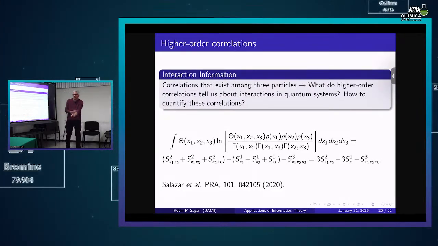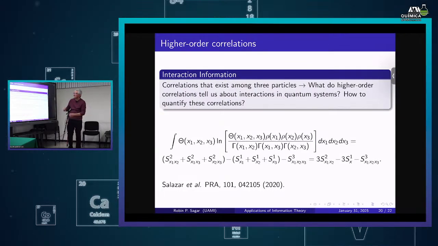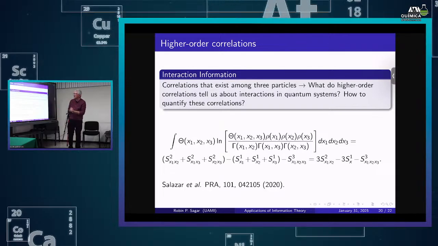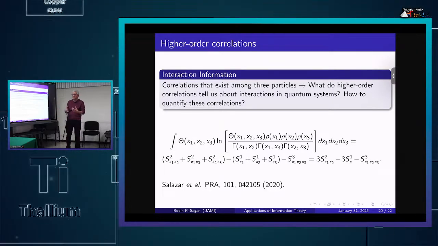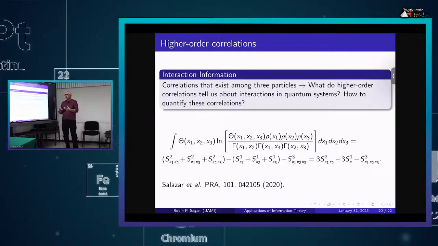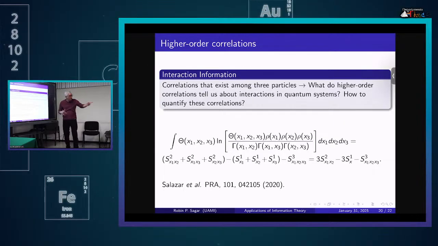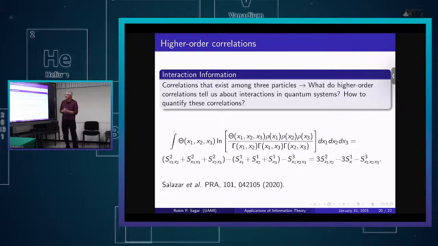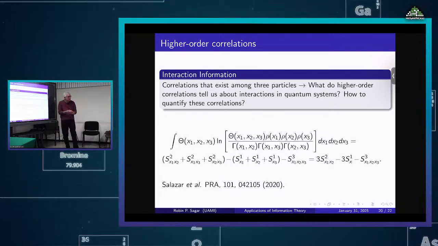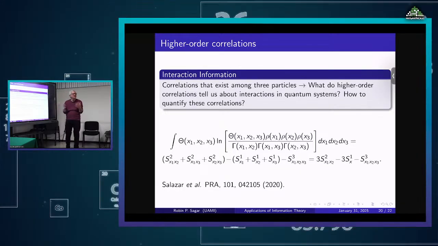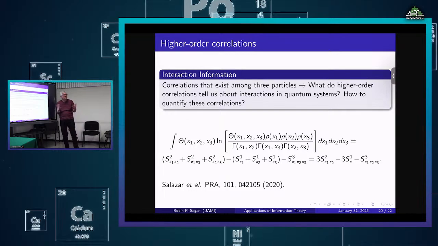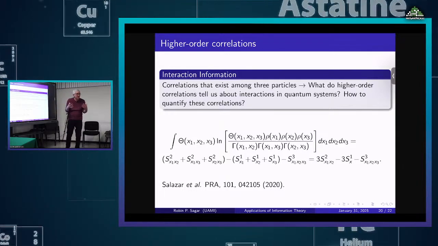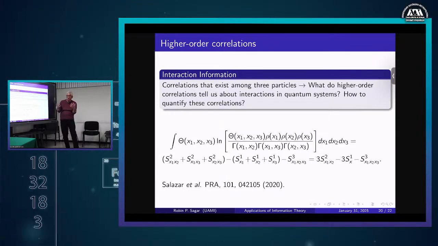Okay, I've only got a minute. Saul gave a very nice talk about it yesterday. These are just correlations that exist among not just two, but three if you want. Saul was talking about four more. What do higher order correlations tell us about interactions in quantum systems? There are a lot of theories built up in physics about emergent order.